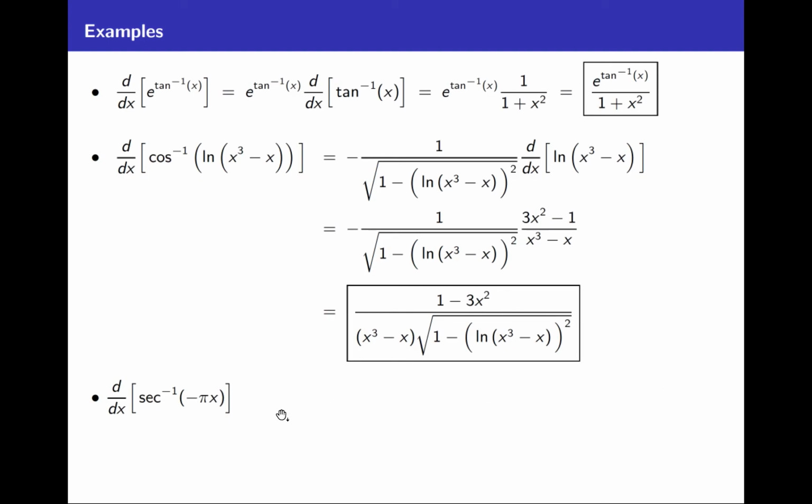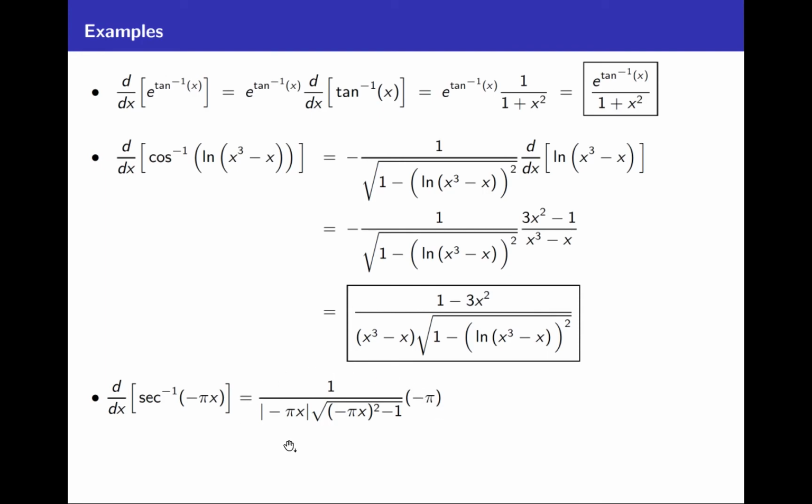Next, the derivative of secant inverse of negative pi x. That's our next example. So this is the derivative of secant inverse of a g of x. So the derivative of secant inverse x, remember, is 1 over absolute value of x times the square root of x squared minus 1. But here it's not the derivative of secant inverse of x, it's the derivative of secant inverse of minus pi x. So minus pi times x, that's a little g of x. So you're going to plug that g of x in here, and then multiply by the derivative of g of x. The derivative of negative pi x is negative pi.